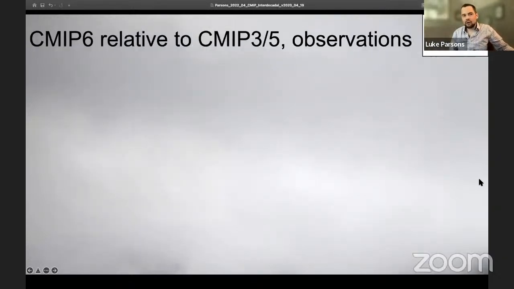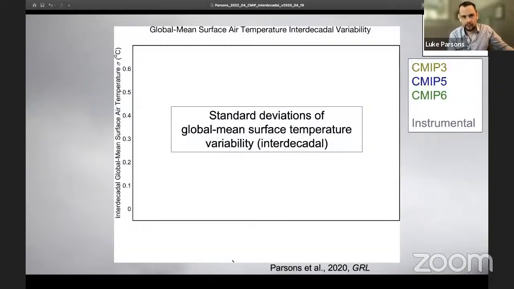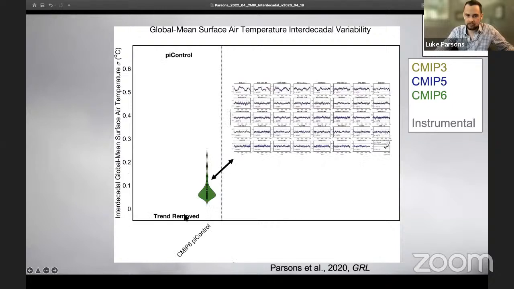Okay, then you could say, what about relative to previous generations of climate models or relative to observations? How much variability is in these models? So I just showed you 100-year trends. I'd like to emphasize we're going to be going back to looking at the standard deviation of interdecadal global mean surface temperature variability. I'll be showing you a series of violin plots again, and on the y-axis here is the standard deviation of global mean surface temperature variability, and then we'll be marching through a series of violin plots.